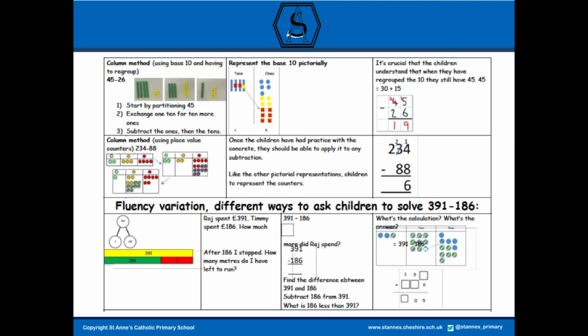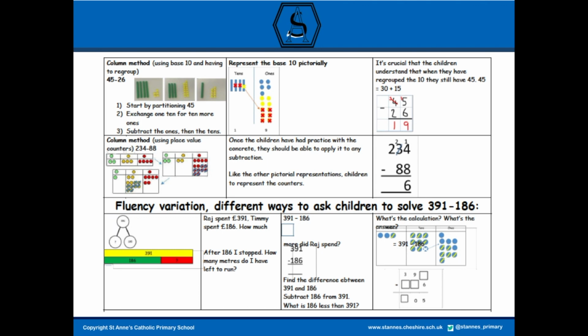Now it's crucial that the children understand that when they have regrouped the 10, they still have 45. So when we can't take 6 ones away, we have to regroup into 15 ones, but 3 tens and 15 ones still make 45. And that is where children become unstuck if they don't understand that. So 15 ones take away 6 ones is 9 ones, and then we've got 3 tens left. We take away 2 tens, which is 1 ten.